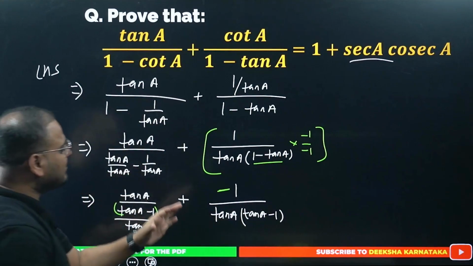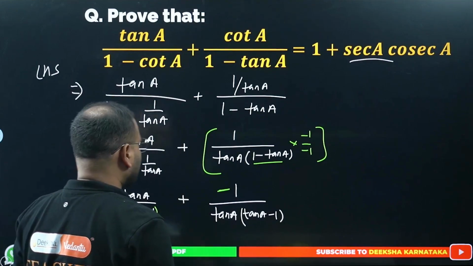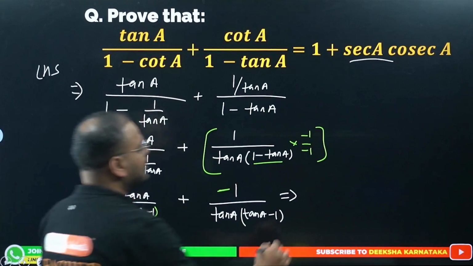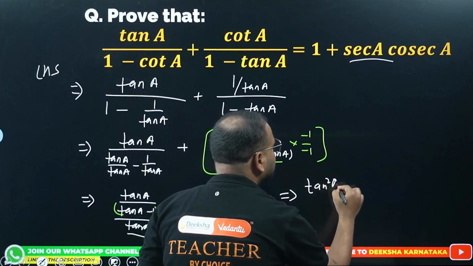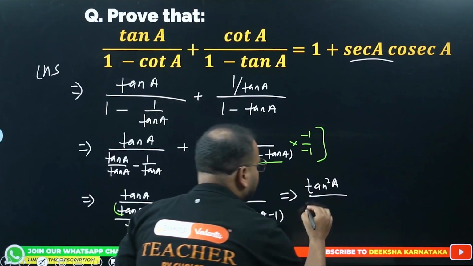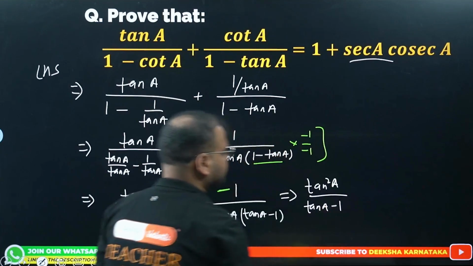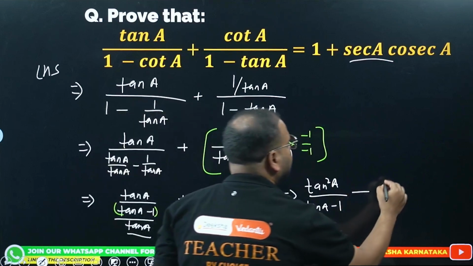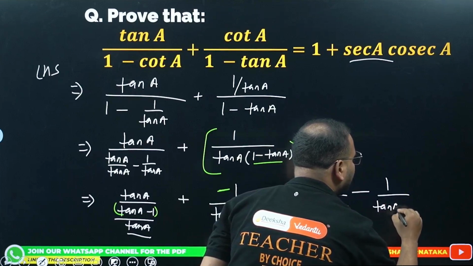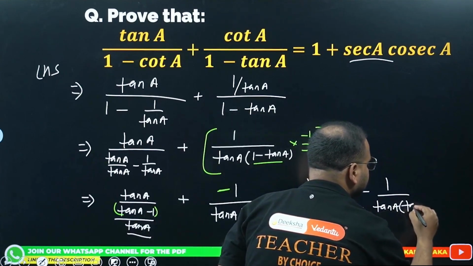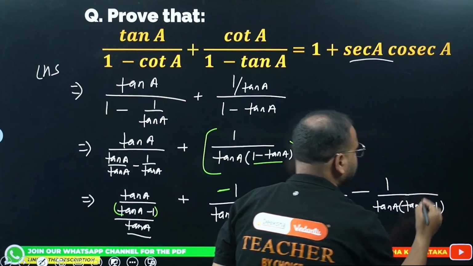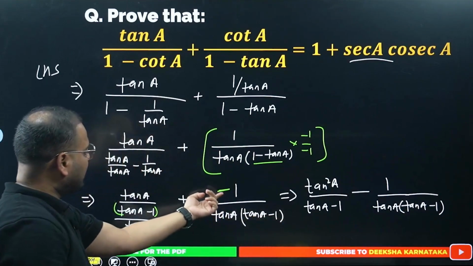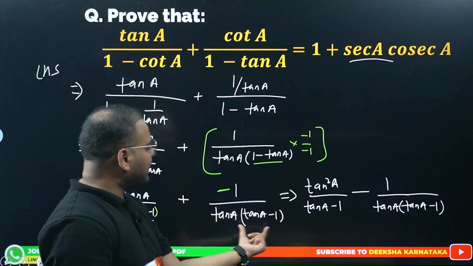Okay, let me simplify this step and then we move to the next slide. Let's simplify this step over here only. If you look at this tan A, this will go up, it will become tan A into tan A, which is nothing but tan square A by tan A minus 1. Clear? Plus minus will become simply minus. And this will be 1 upon tan A times tan A minus 1. Simplified now. Tan square A here and tan A minus 1 there. Minus and plus will become minus, and tan A into tan A minus 1, same thing.